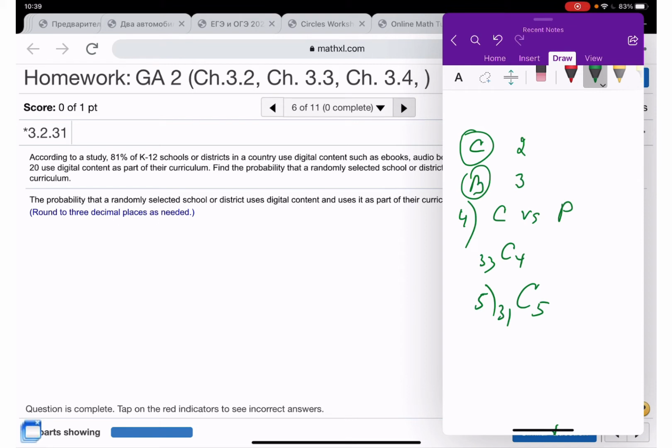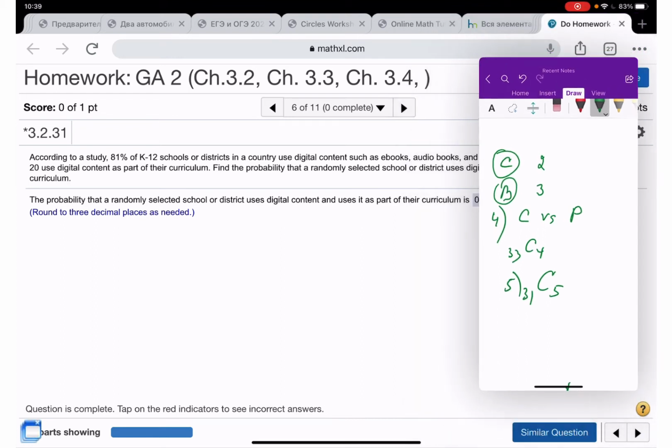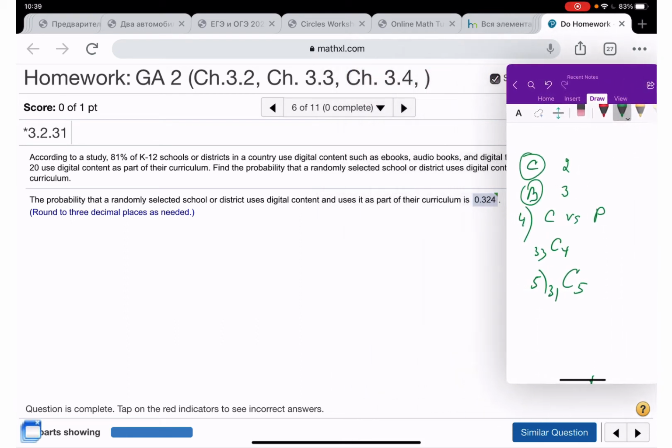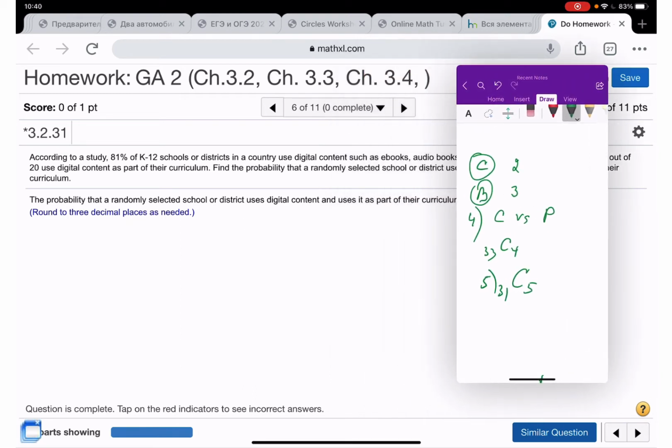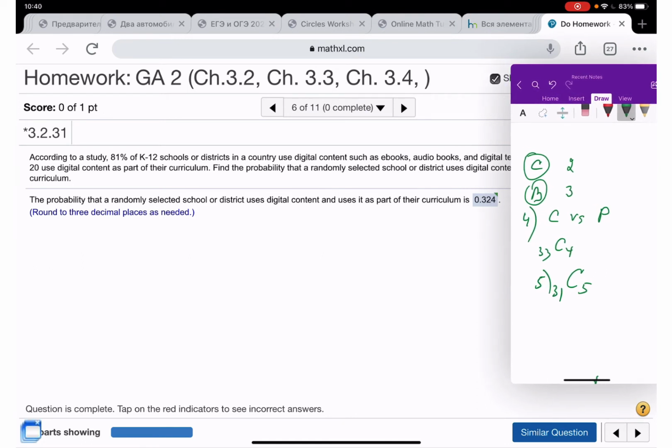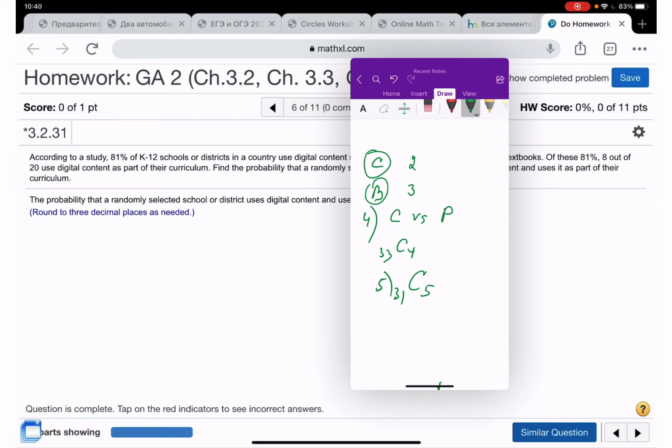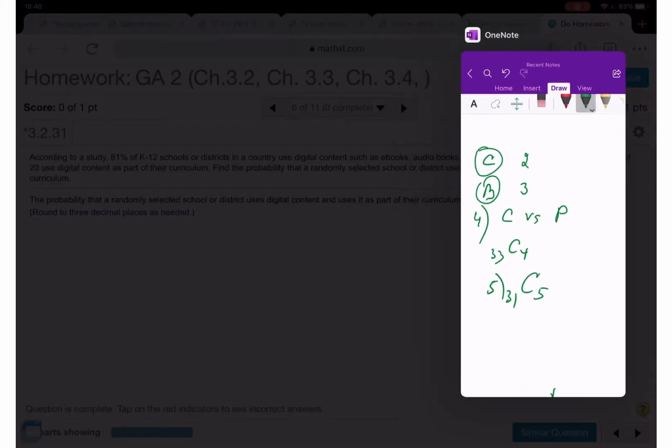Next, this is number 6. According to a study, 81% of the K-12 schools or districts in a country use digital content such as ebooks, audiobooks, and digital books. Of the 81%, 8 out of 20 use digital content as a part of their curriculum. Find the probability that a randomly selected school or district uses digital content as a part of their curriculum. The key part here is that out of the 81%, 8 out of 20 use digital content, which is very nice.